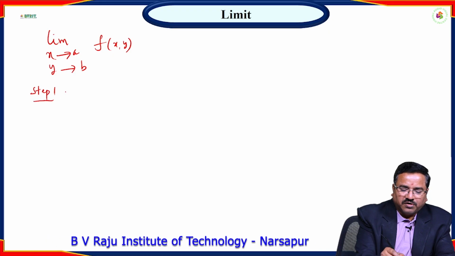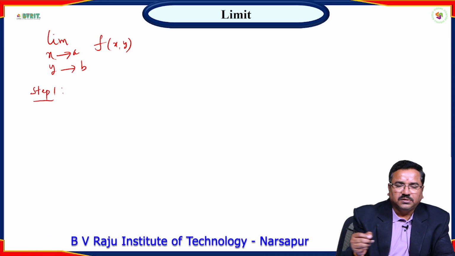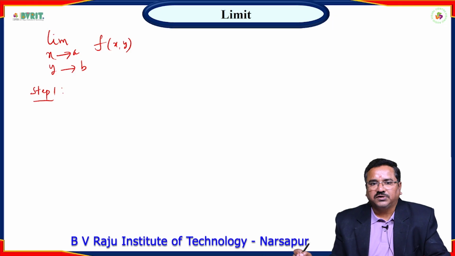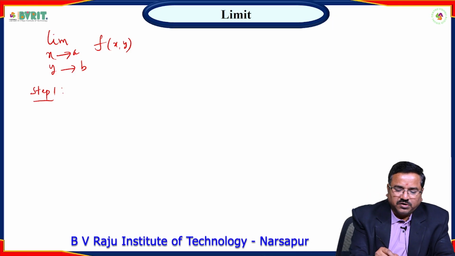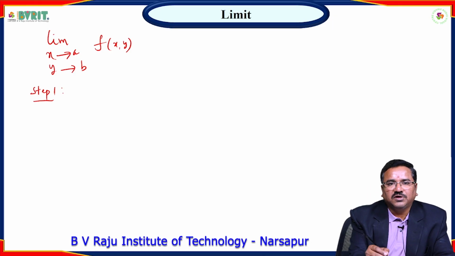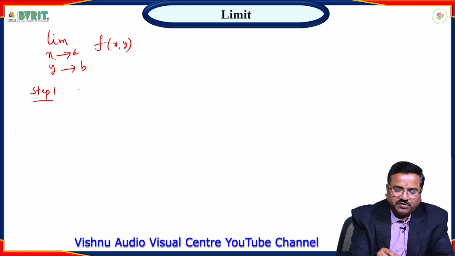Step 1, this is the working rule to compute the limit other than origin. First, put x to a, then y to b. So x is equal to a, first what you put? x is equal to a, then y is equal to b. Let us take this as f1.